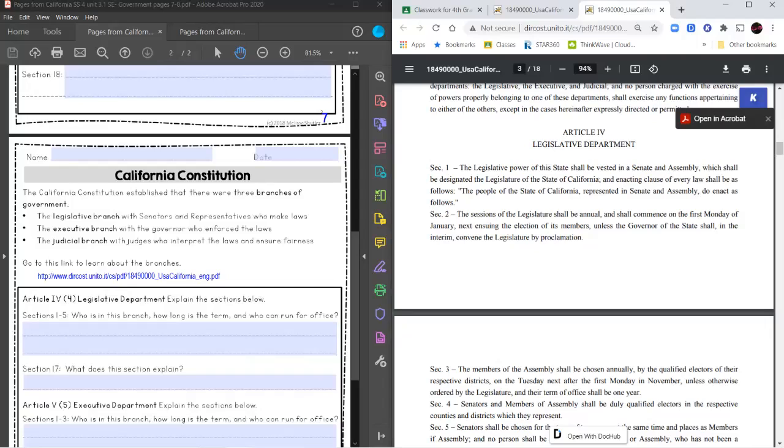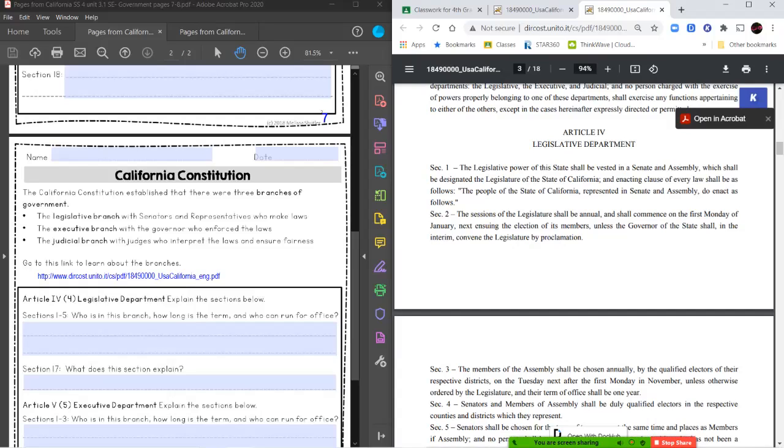Section 1: The legislative power of the state shall be vested in a Senate and Assembly, which shall be designated the legislature of the state of California. An enacting clause of every law shall be as follows: The people of the state of California, represented in Senate and Assembly, do enact as follows. Basically, this is how you will start all of the laws that are written. The legislative power is made up of the Senate and the Assembly, and they are in charge of enacting laws, or writing their laws.